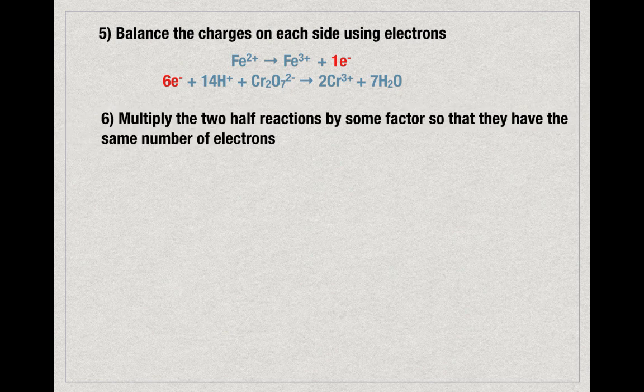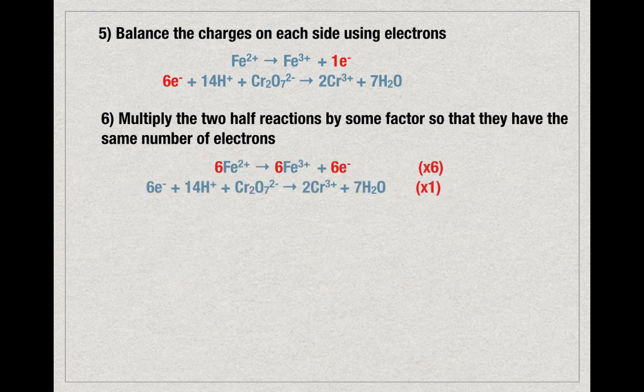Now I need to multiply the two half reactions by some factor so that they have the same number of electrons. I've got a lowest common multiple of 6 here because I have 6 electrons in the bottom, 1 electron in the top. So I'm going to multiply the top reaction by 6 and the bottom reaction just by 1. So that gives me 6 Fe2+, 6 Fe3+, and 6 electrons.